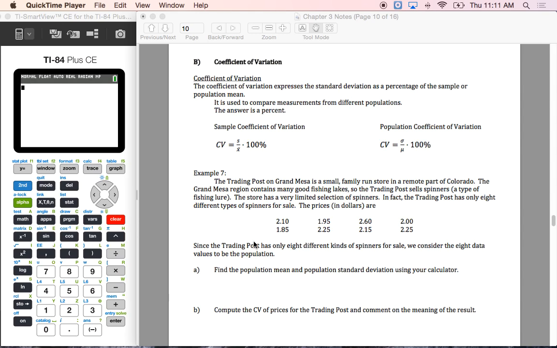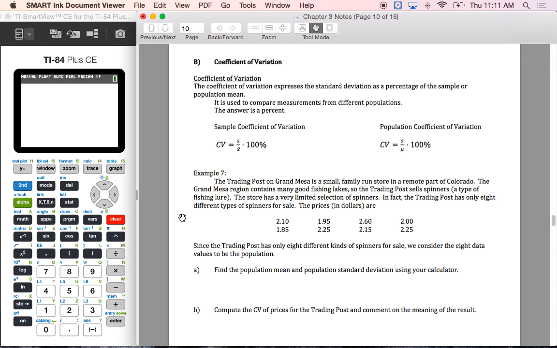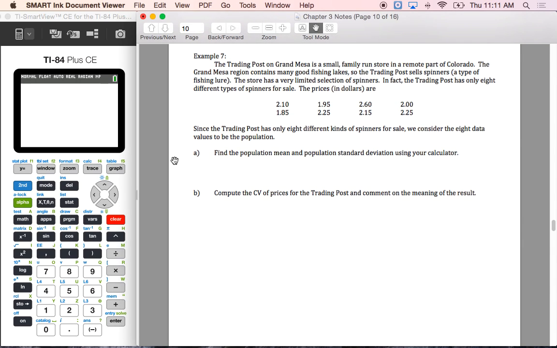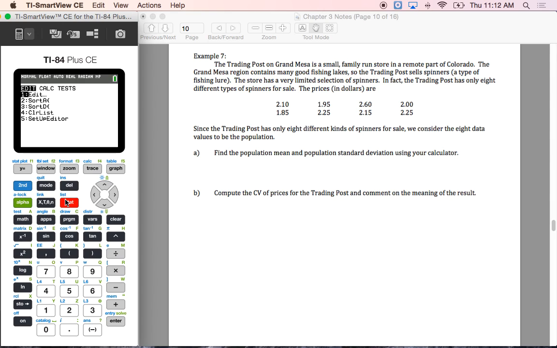Since the trading post has only 8 different kinds of spinners for sale, we consider the 8 data values to be the population. So we're going to find the population mean and the population standard deviation, and it says using your calculator. So that means we have to type our numbers into our L1. Remember, we're going to hit our stat button, and we're going to go edit. We're going to go up, hit clear, move back down, and type them in. So I have 210.